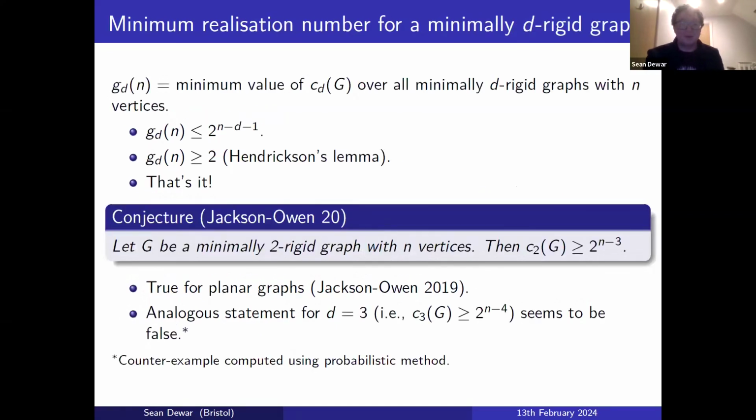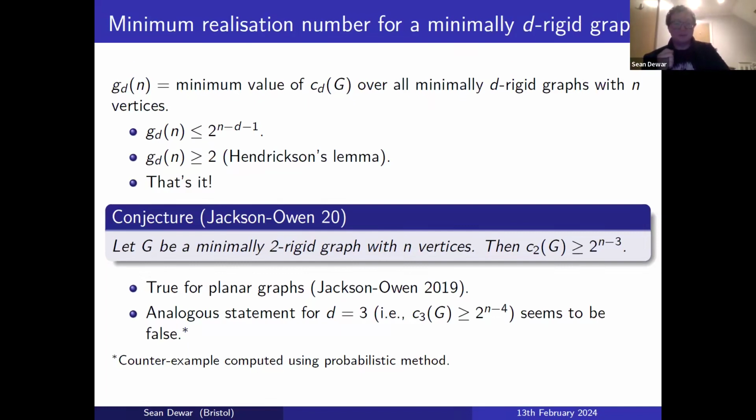Okay. For the next thing I'm looking at, it's the minimum value of the realization number over all minimally d-rigid graphs with n vertices. If I just did rigid graphs, that would include globally rigid graphs, and then the answer would just be 1. So I don't want that. I want to do minimally rigid graphs.